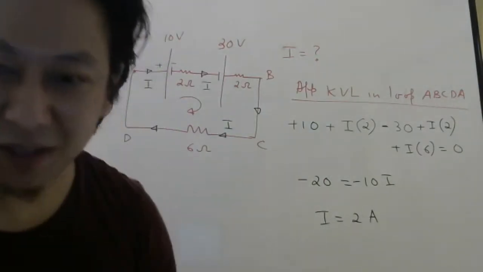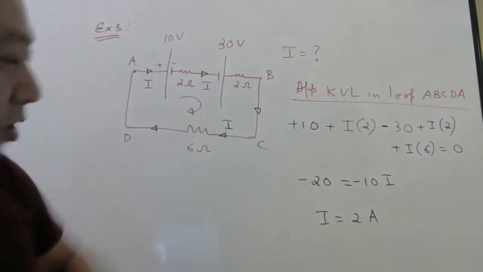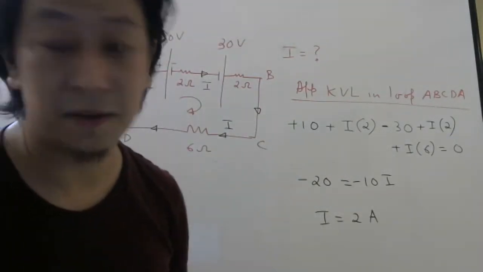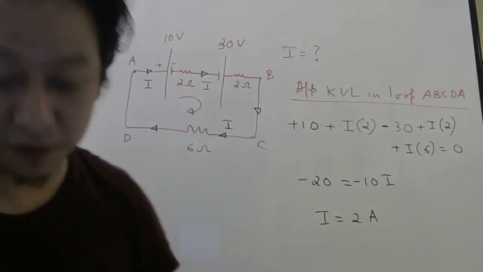See, as you may have done some mistake, probably you may have forgotten this 10 or something, so it's okay, but don't do it in the main exam. So current is 2 ampere. Okay, so like this we can easily do.